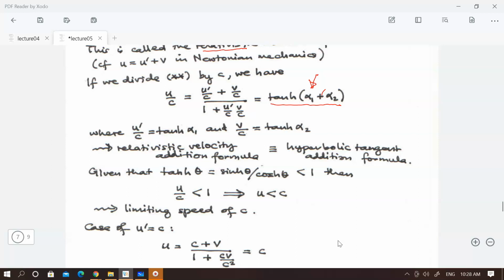Okay. And the other thing is perhaps one of the things that one has is that your hyperbolic tangent is less than 1, because hyperbolic tangent is just e^x minus e^(-x) divided by e^x plus e^(-x). So this is always greater than that. So you get always u over c less than 1. So in other words, u will always be less than c. So always you find that c will be a limiting speed in some sense.